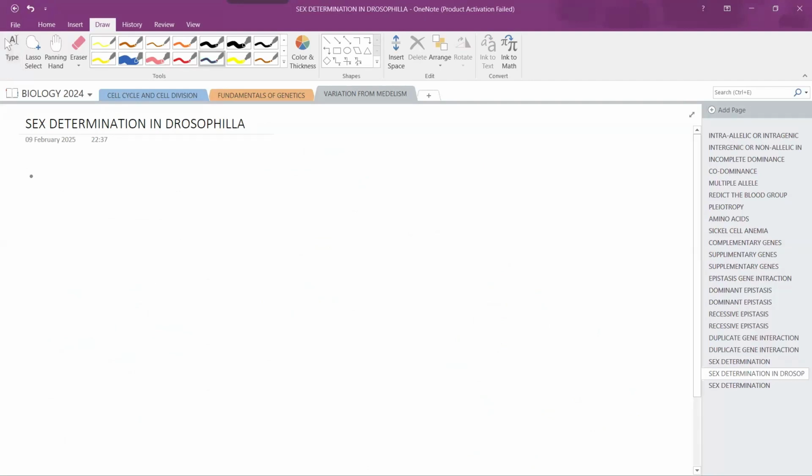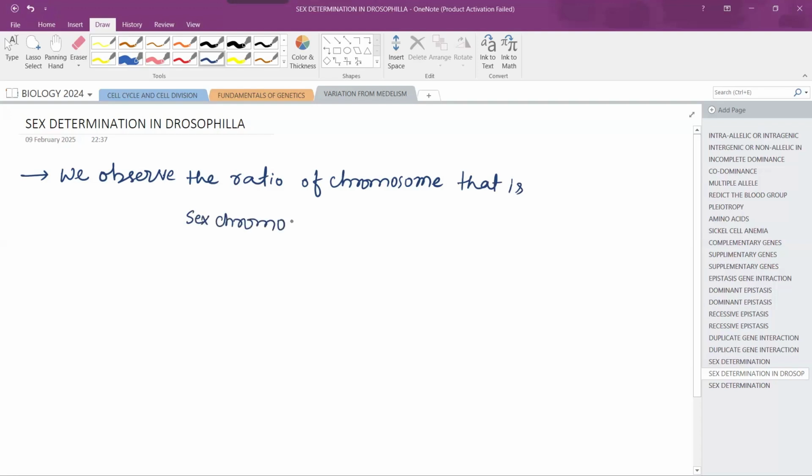So for now, simply we will study that we observe the ratio of chromosomes, that is the ratio of sex chromosome, or the X chromosome, to autosome. So let's see some chart here.